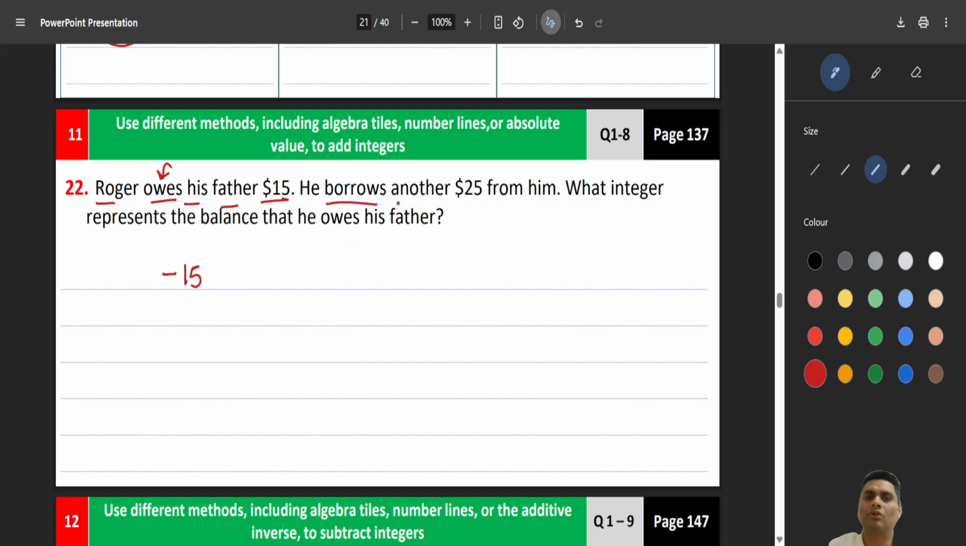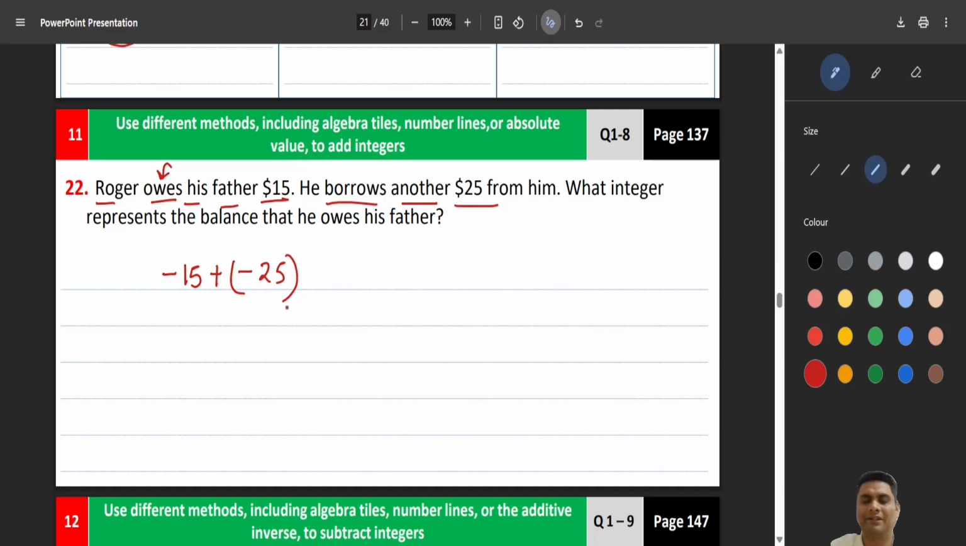He borrows another $25 from him. If you borrow some money from someone, then you have to return it. Return means again minus. Correct? So minus 25. He asks what integer represents the balance that he owes to his father? Okay. He's asking in total how much money he owes to his father? So total means we have to add them.